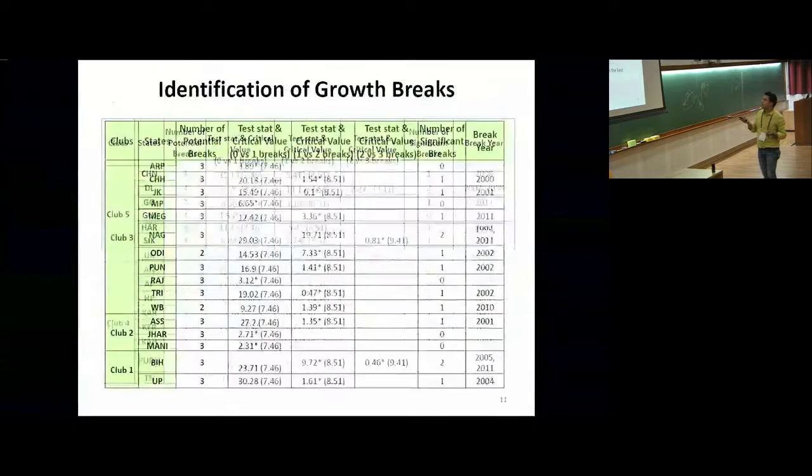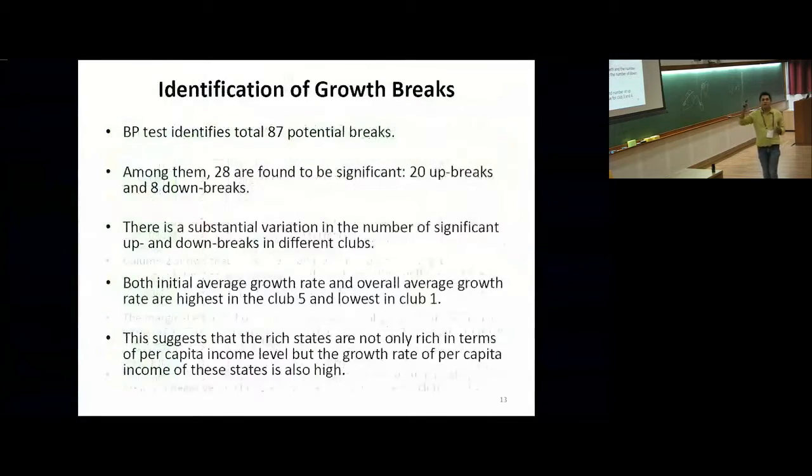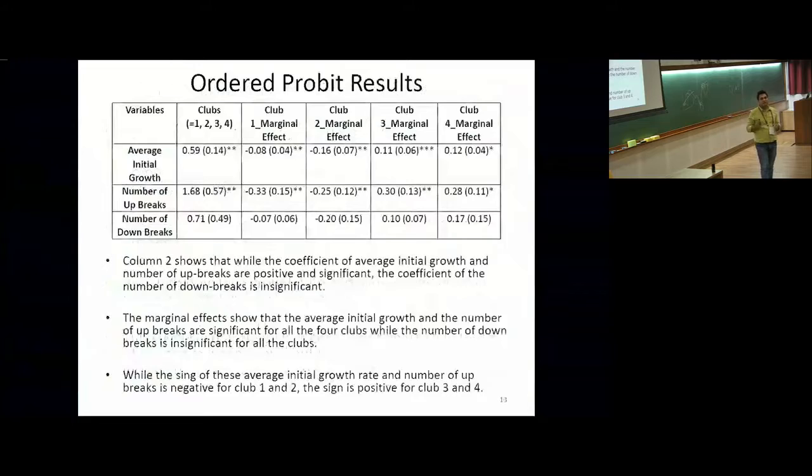So now the left-hand side is coming from that Phillips-Sul test, and it is a categorical variable, and the right-hand side variables are average initial growth rate, the number of upbreaks, and the number of downbreaks. All these variables we are getting from the results of the break test. What we are interested in here, I'm just giving a summary.